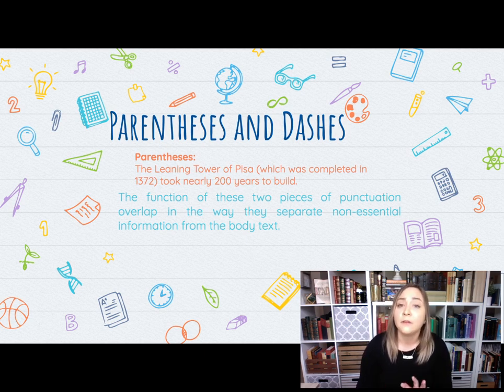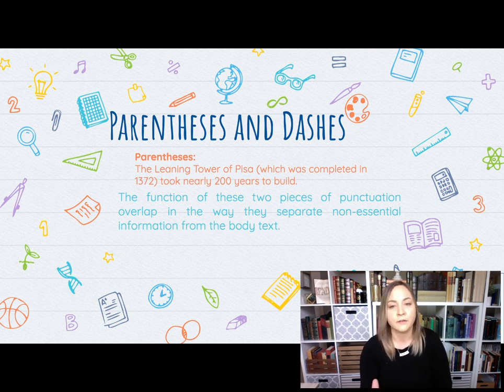Okay, so in this example, I know we've looked at non-essential clauses before, guys, but let's just review quick. Non-essential clauses mean anything that's not essential, not necessary, to the core meaning of the sentence, right? In other words, you can cross out the non-essential information and a sentence will still stand. So let's look at that quick. The Leaning Tower of Pisa took nearly 200 years to build. That sentence is just fine. Okay, so what we have in parentheses here, which was completed in 1732, is non-essential.